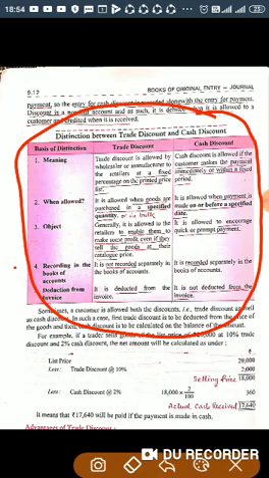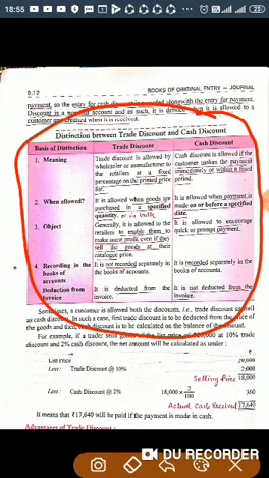Objective: what is the objective behind allowing trade discount and cash discount? The objective behind trade discount is to encourage the customer to purchase more in a large quantity, whereas the purpose behind allowing cash discount is to encourage the customer to make early payment.